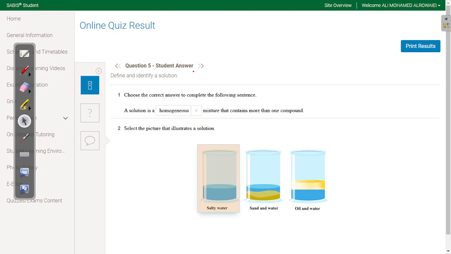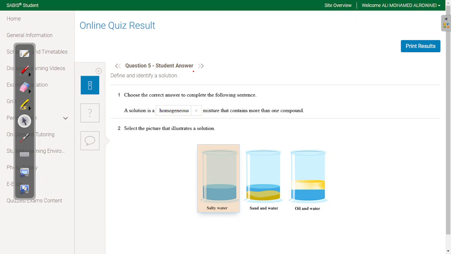A solution is a what? It's homogeneous, right? Because you can't see the particles inside. It will just be one color or like the same thing, right? So it's a homogeneous mixture that contains more than one compound.